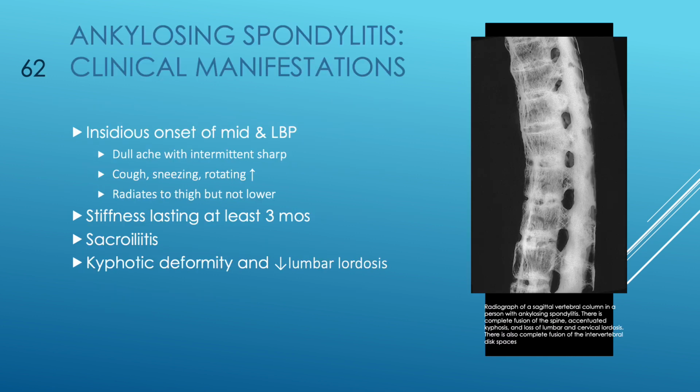Clinical manifestations of ankylosing spondylitis include insidious onset of mid and low back pain, which can be described as a dull ache with intermittent sharp pain. Cough, sneezing, and rotating increase the pain. It radiates to the thigh but not lower. Stiffness lasts 3 months or longer. Sacroiliitis, which is sacroiliac joint inflammation, and kyphotic deformity and decreased lumbar lordosis.